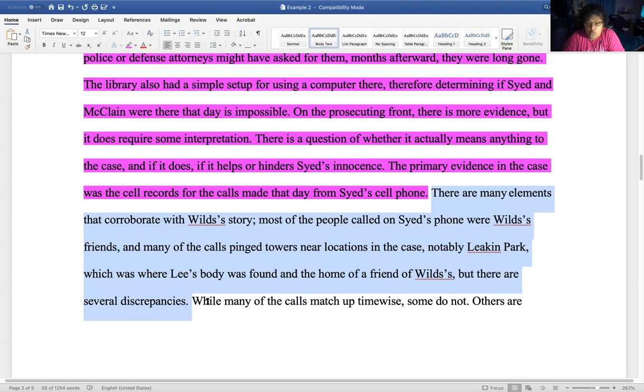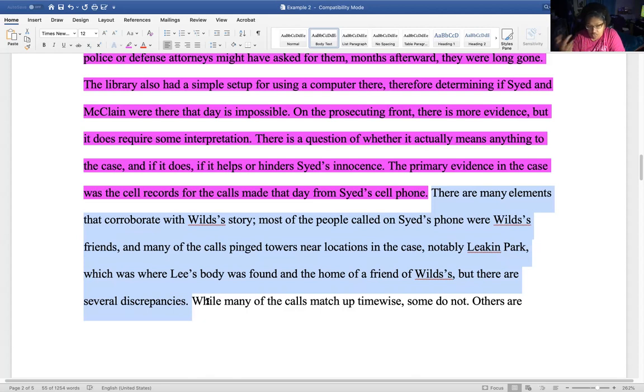So it's long. Is there a transitional phrase here that tells us that we're moving on, that she's contrasting Wilds' story to McLean's story? I'll let you read that again to see if you can see and point it out. There is, and it's at the end. I personally would have flipped this.